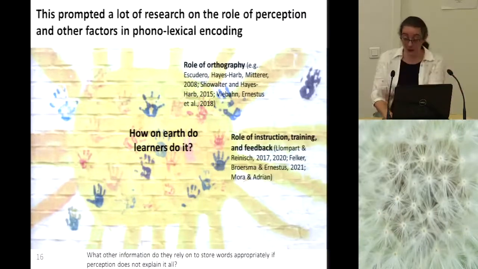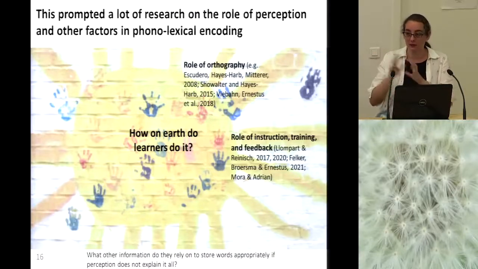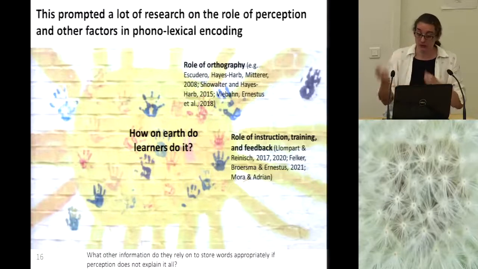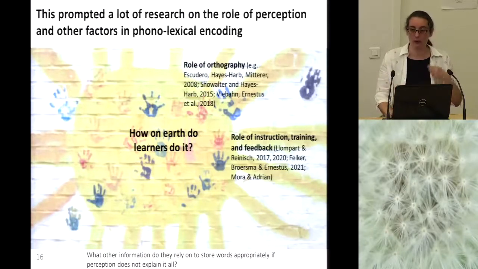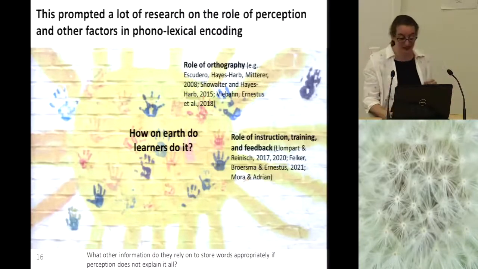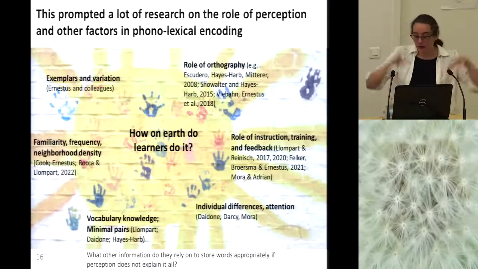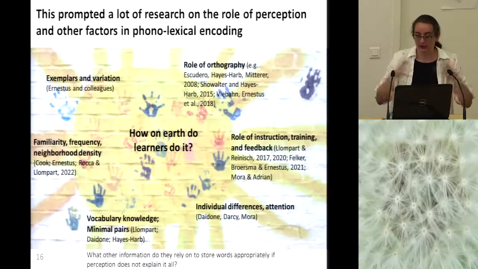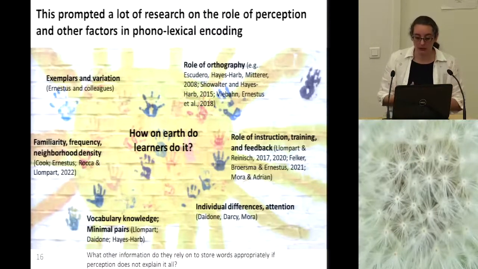Also, the role of instruction, the role of training. Can learners be trained to make these distinctions, even though the perception is not super reliable? The role of feedback is very important as well. The role of lexical guidance. If you actually tell them that there are two words that are different, maybe this can make a difference? And a lot of other areas have been or are being developed here. So individual differences in the role of attention, for example.